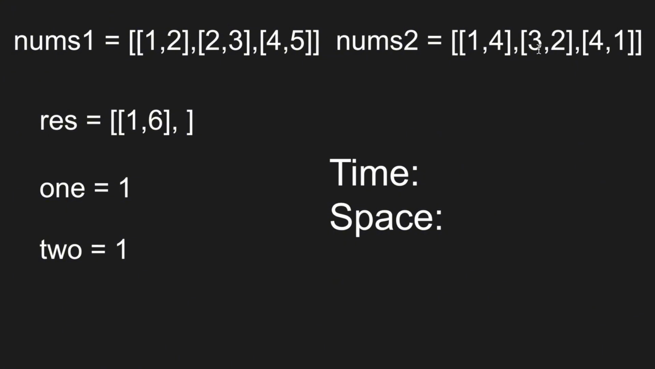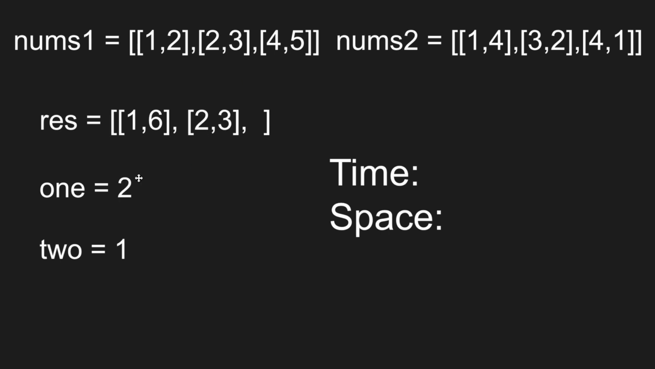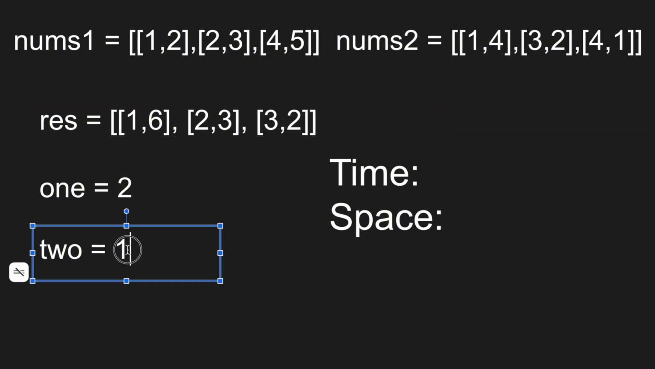Now they are both at index 1, they are not equal, but 2 is less than 3, so we add this one and we increment 1 by 1. Now we compare 1 at 2 and 2 at index 1. They are not equal, but nums 2 has the smaller ID, so we add that one to the resulting array, and we need to increment this one as well.